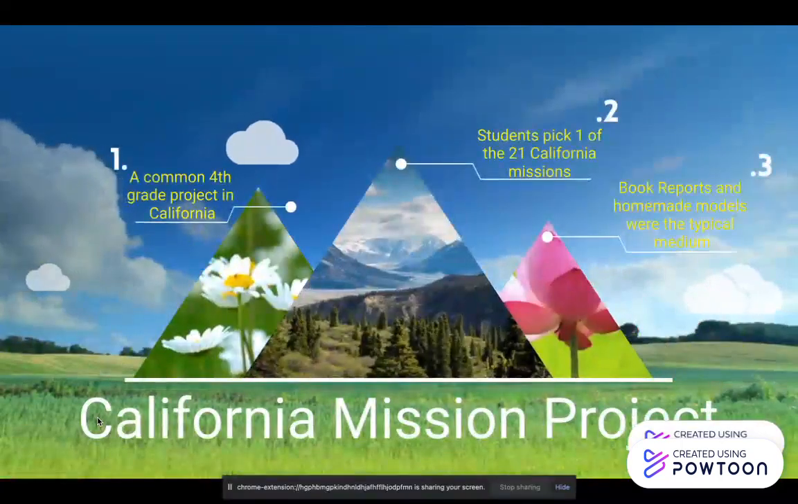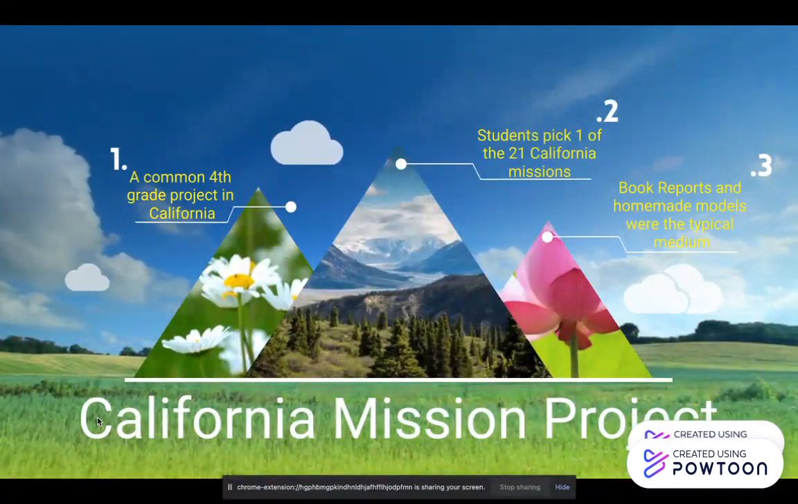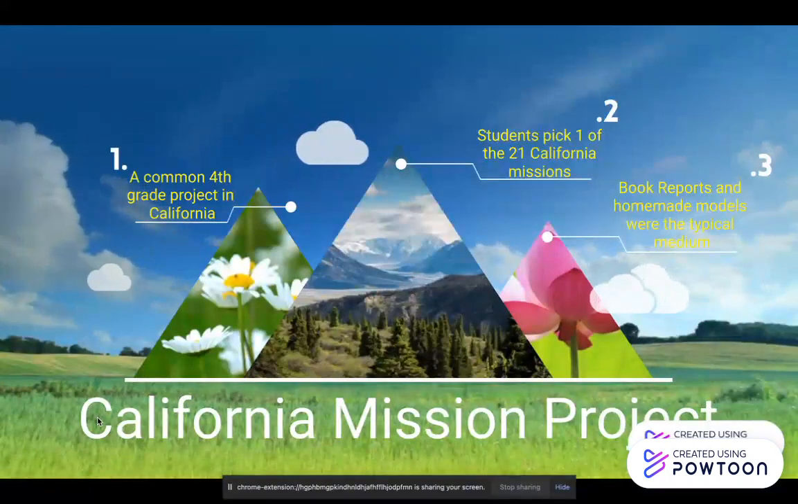To show how this works in a real and possibly relatable assignment, I will use the SAMR model with the California Mission Project. This was a project done by 4th graders throughout California. Students will pick one of the 21 missions and make up a report and model of the mission.